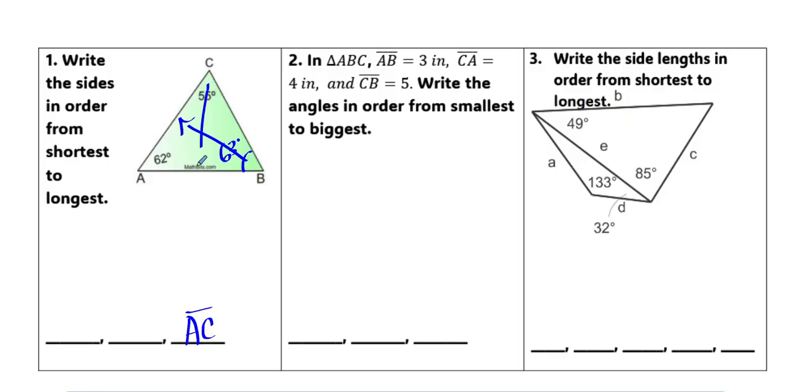Across from the 55 degree angle, AB, that has to be the shortest. And across from the middlemost angle, that is our middlemost side, that is BC. So that's the order from shortest to longest.